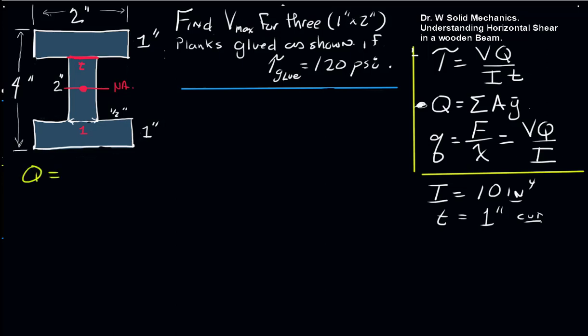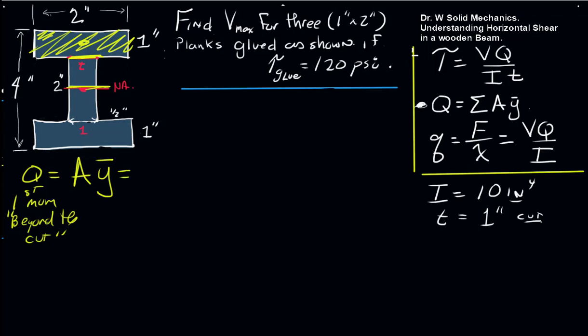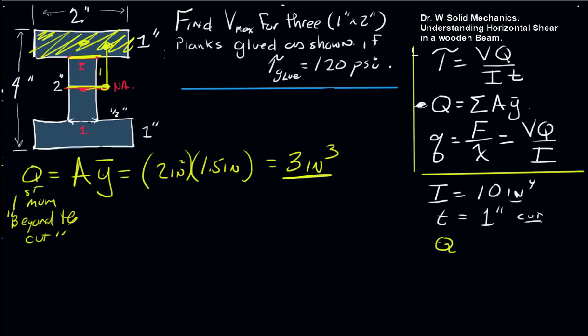Now Q is the first moment beyond the cut. And what I mean by that is, here's our cut that we want the Q of. The first moment of that area with respect to this axis. So in this case, there's only one piece. It'll be a y bar of that, and the area is 2 square inches. And the distance to its centroid is here as 1.5. And that'll give us 3 inches cubed for Q, which we can record over here.